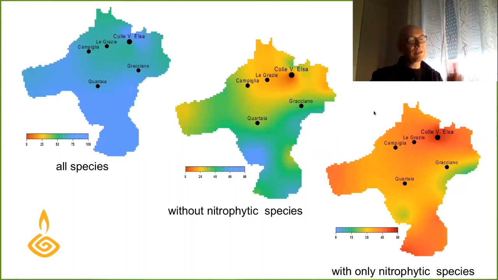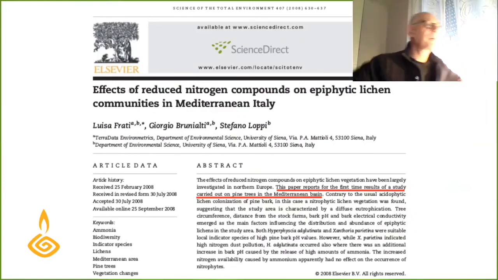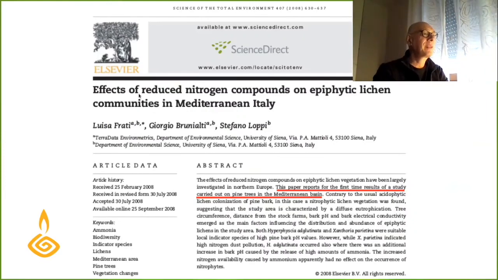So try to remember this consideration, because you can start to check the situation using the differentiation between all species, without nitrophilic species, and with only nitrophilic species, to check the eutrophication of the study area. And when we realized that we could measure the effects of nitrogen compounds in the air, we started to measure the effects in the Mediterranean area in our paper. And it was the first time that we were using pine trees.